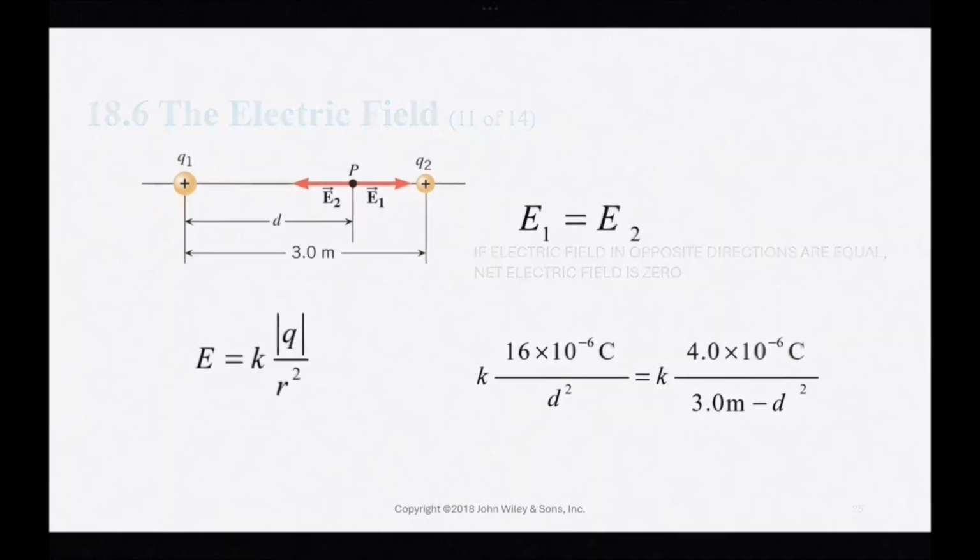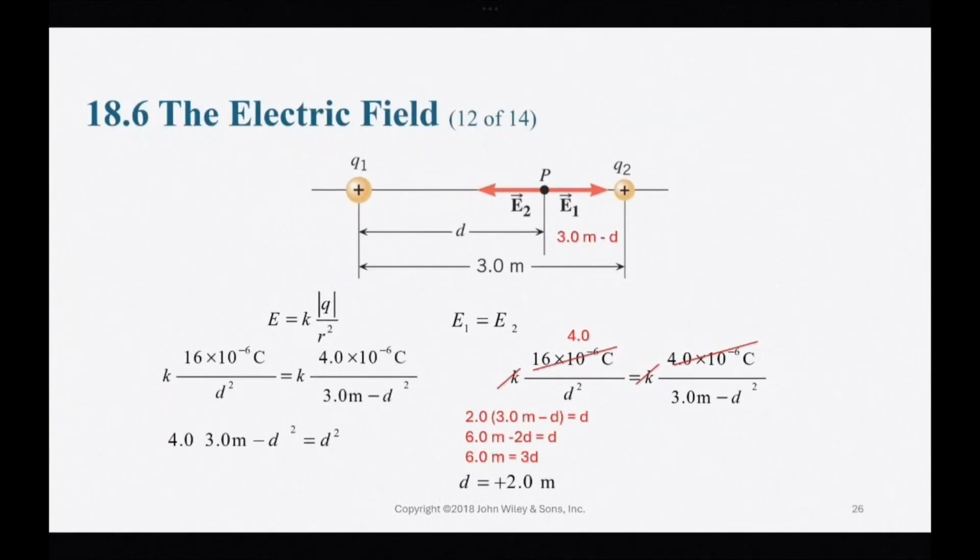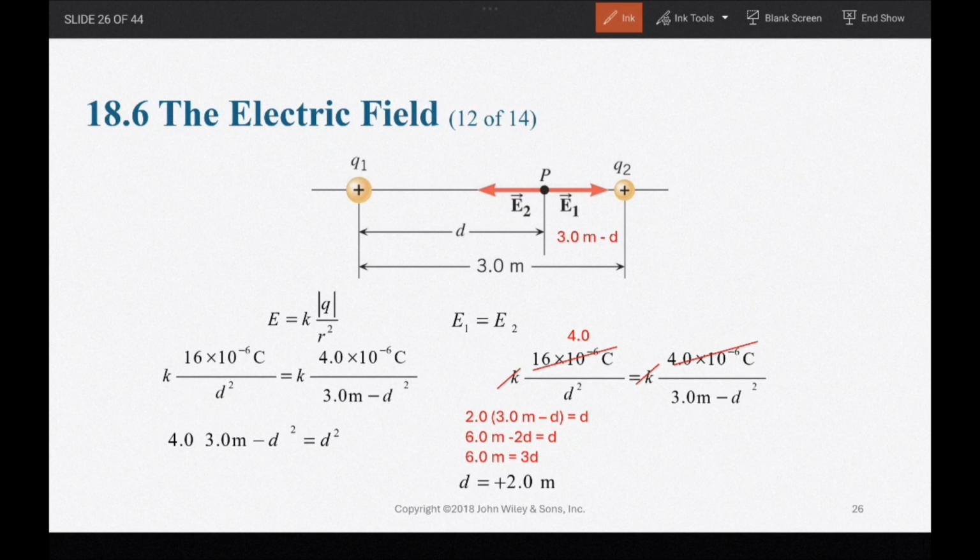Okay? And this, we need to cancel out everything. So, allow me to rewrite this solution. So, K multiplied by 16 times 10 to negative 6 is equal to K times 4 times 10 to negative 6 over (3 meters minus d) squared.